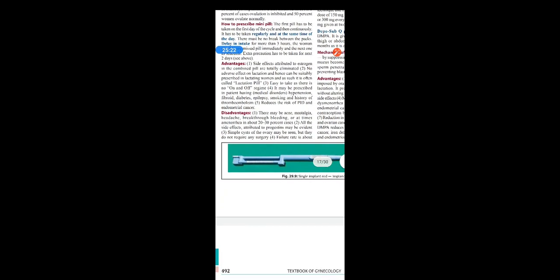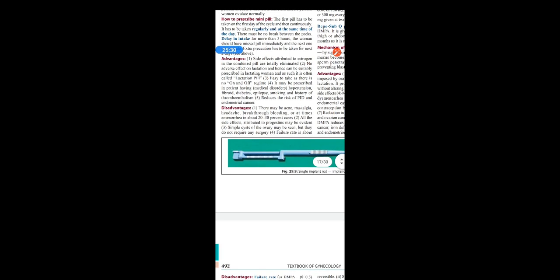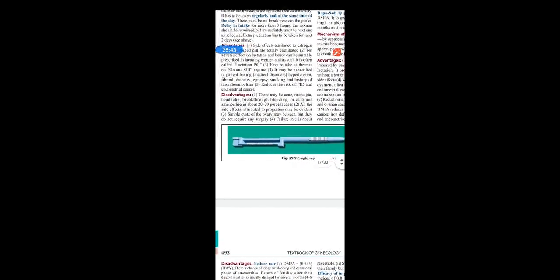Easy to take as there is no on and off regimen. So here no on and off regimen, patient has to take it regularly without any break, so it is easy to take. It may be prescribed in patients having medical disorders like hypertension, fibroid, diabetes, epilepsy, smoking, and history of thromboembolism, and it reduces the risk of PID and endometrial cancer.